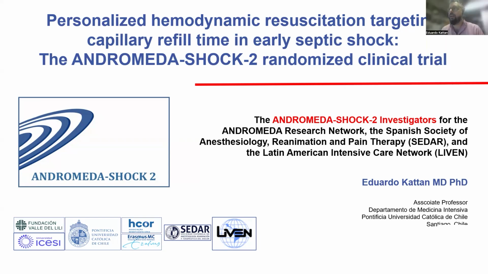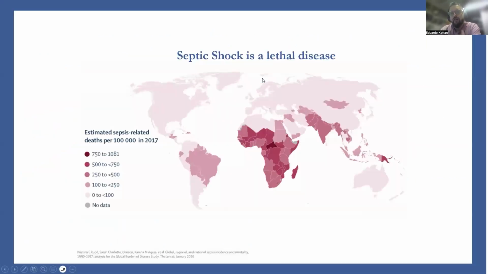My name is Eduardo Catán from Pontificia Universidad Católica de Chile, and today we will discuss in the next 20-25 minutes the Andromeda-SHOCK 2 trial. And as you all know, septic shock is a lethal disease. More than 11 million people a year die from sepsis. And the most severe stage of sepsis is called septic shock.